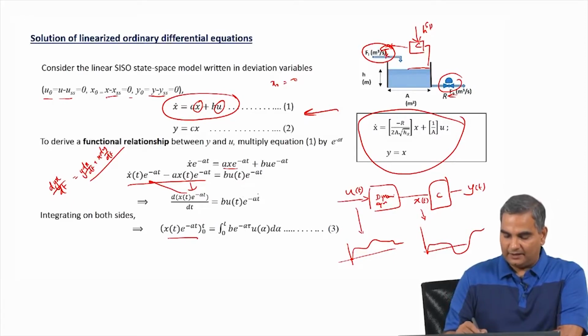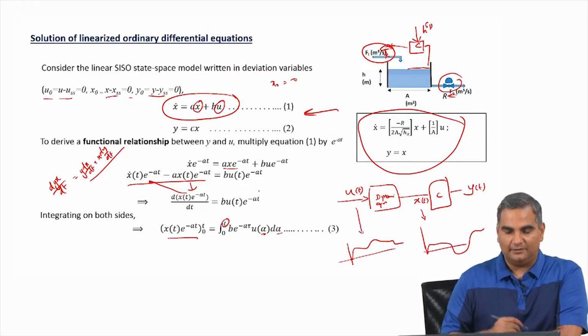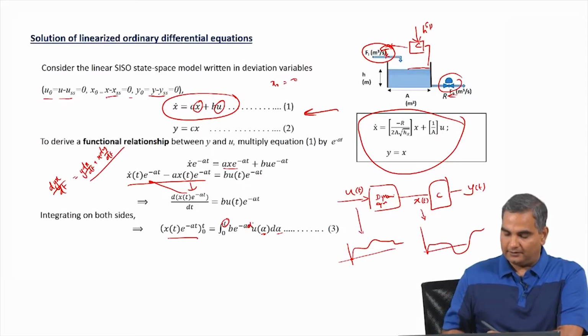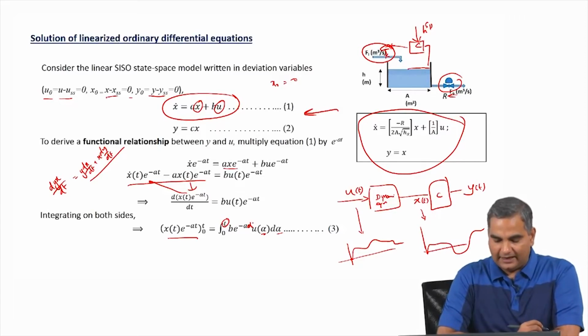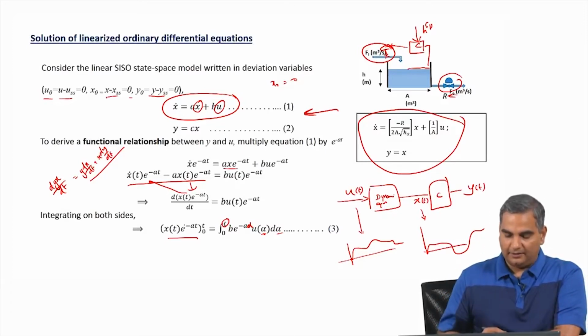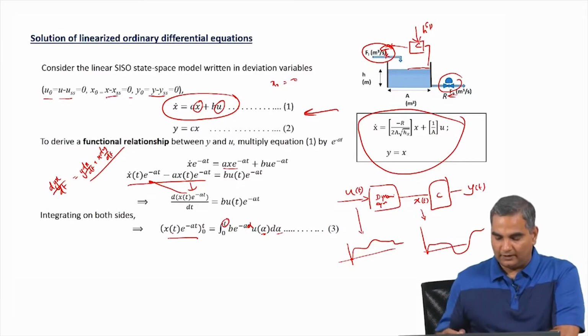On the right hand side you will have b u of t e power minus a alpha d alpha, from 0 to t. The reason why I change this to alpha is because I have t here, I do not want to keep the running variable also as t, because that will lead to all kinds of confusion. On the left hand side I have x of t e power minus a t from 0 to t. Now, at t this will be x of t e power minus a t, at 0 it will be x of 0 which is 0. So, that will go out.